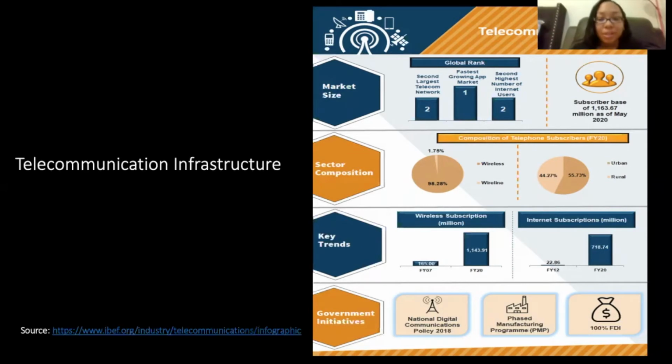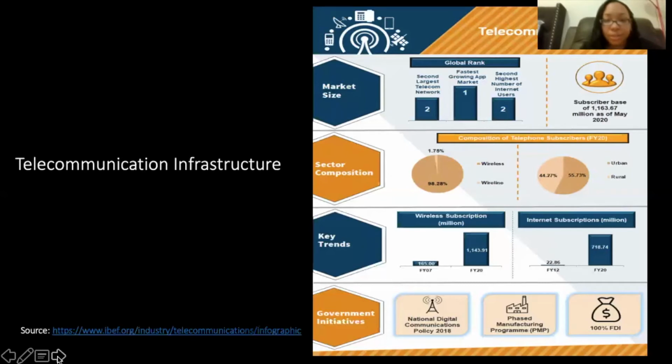Their composition: there's 1.75% of wireline subscribers, which is the same thing as landlines, and there's 98.28% that are wireless. There are 44.27% of rural telephone subscribers, as well as 55.73% of urban telephone subscribers this year.